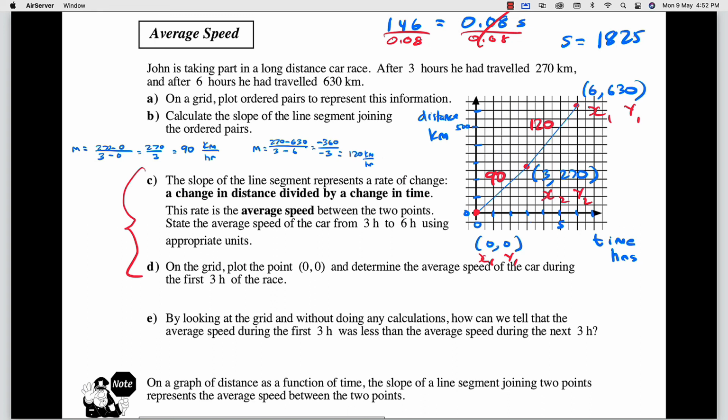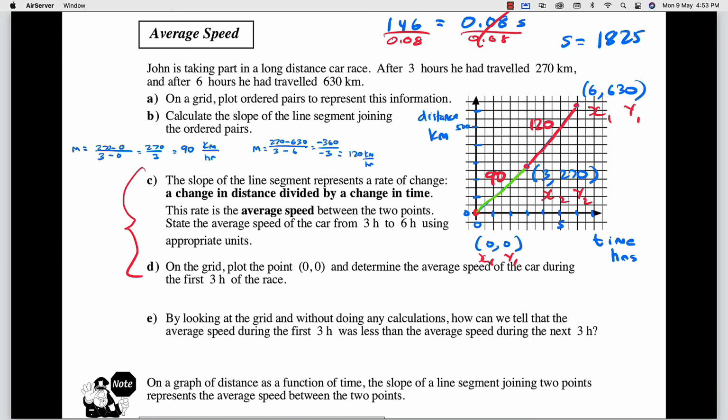Part E says, by looking at the grid and without doing any calculations, how can we tell that the average speed during the first 3 hours was less than the second 3 hours? Well, essentially, without looking at the numbers and stuff like that, remember what I showed you right at the beginning, that this first part right here is not as steep as the second part. So the steeper it goes, basically the faster the person is moving.